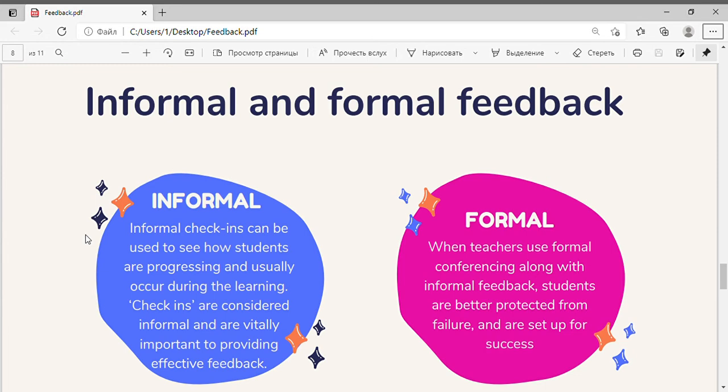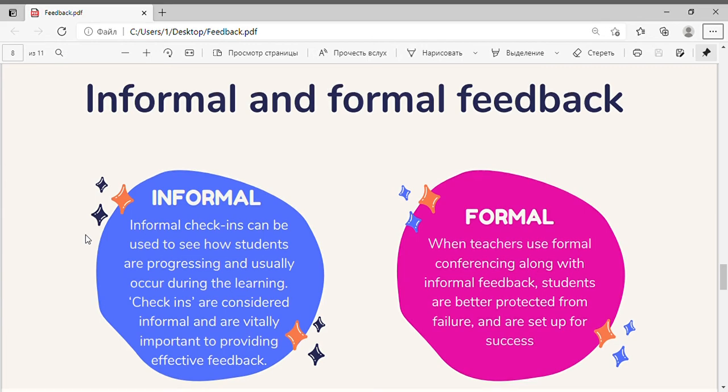Formal feedback is often written or a combination of oral and written, and usually occurs at the end of the task. It can be provided through structured conferences with specific goals.